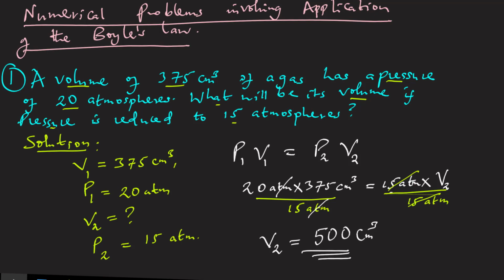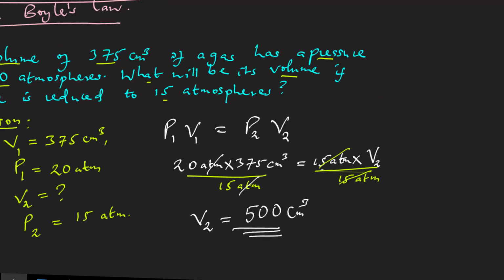So from our question, we can simply say that the volume when the pressure becomes 15 atmospheres will be 500. You can see when we reduce the pressure, the volume increases. The volume increased from 375 to 500 when the pressure reduced from 20 atmospheres to 15 atmospheres. Let's try a second example.